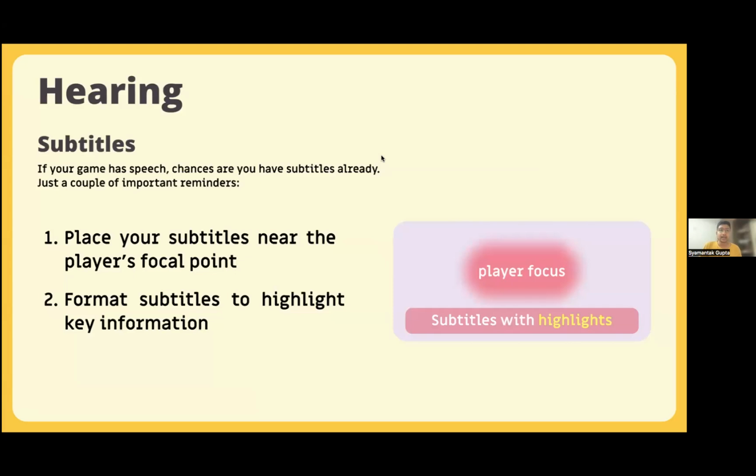Subtitles. Chances are, if there's speech in your game, you already have subtitles. And there have been some great talks about subtitles in this conference in the past few years. I've picked up a couple of salient points from there. One is to keep the subtitles near the area of player focus, so that way the player's eyes are not darting back and forth, reduces eye strain, easier to focus as well. And if you want them to actually read subtitles rather than scan them for key information, you may want to highlight all the keywords.